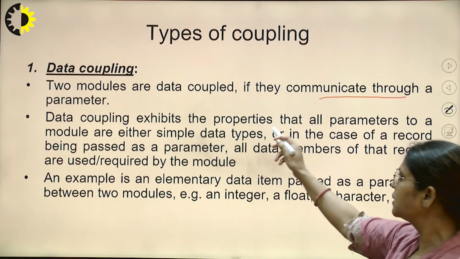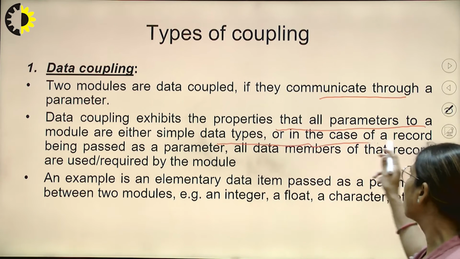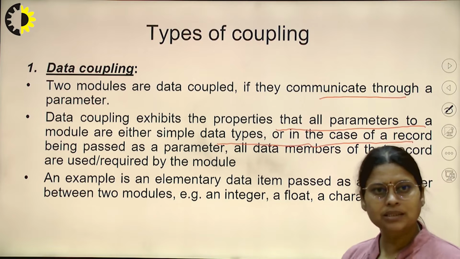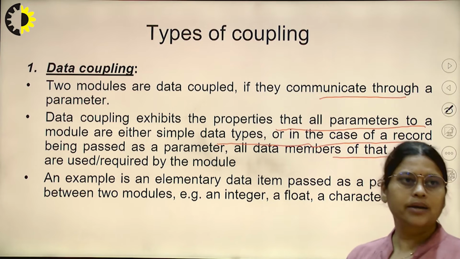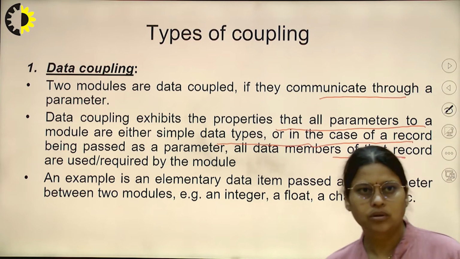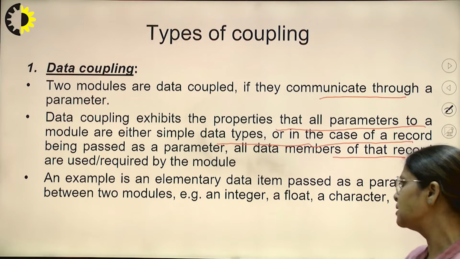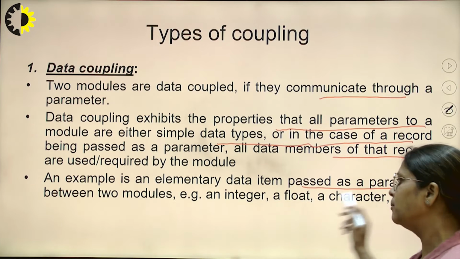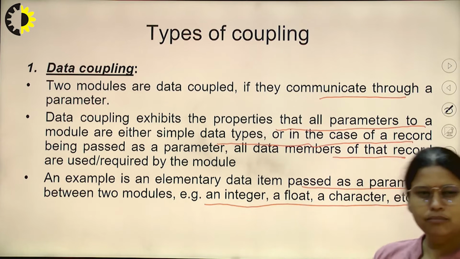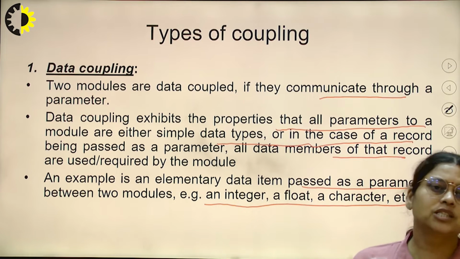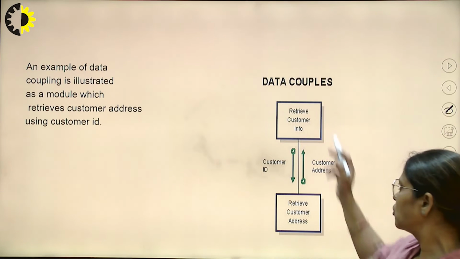Data coupling has the property that all the parameters to modules are either simple data types, or, in the case where a record is passed as a parameter, all the data members of the record are used and required by the module. Examples of this type of coupling are parameters such as integer, float, or character passed between the two modules. So this is a minimal dependency. We have just passed data parameters from one module to another module. So this is an example.